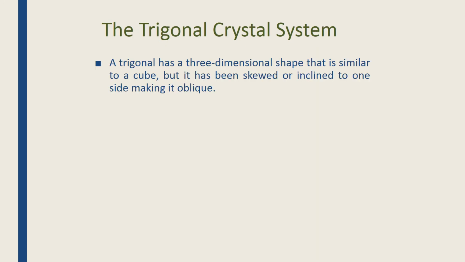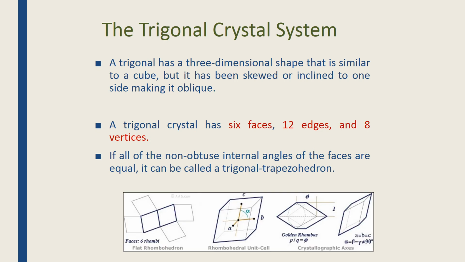Trigonal system. The trigonal crystal system has 6 faces, 12 edges, and 8 vertices. And here's the figure for the trigonal system. You have alpha equals beta equals gamma, and all of them do not equal 90 degrees.